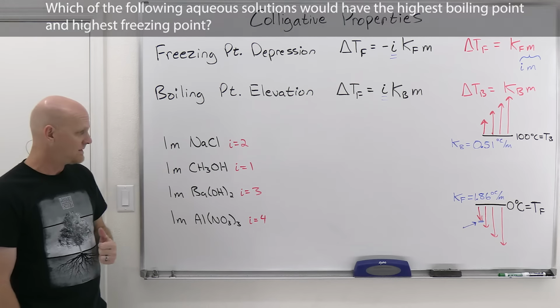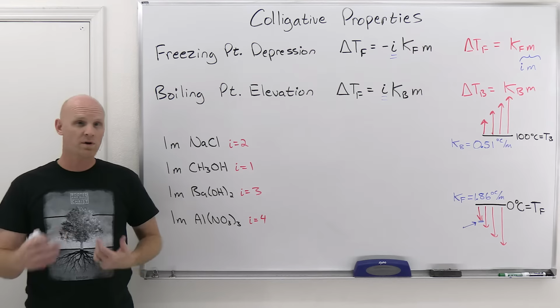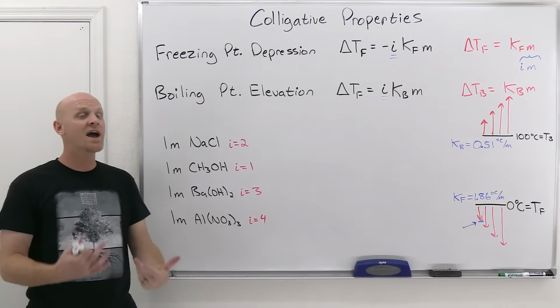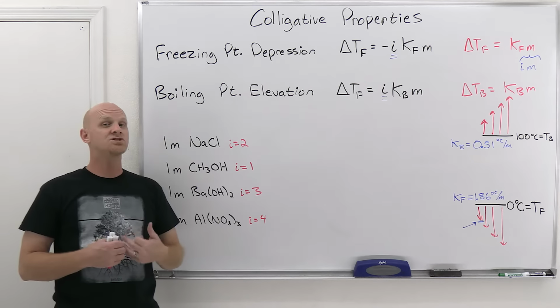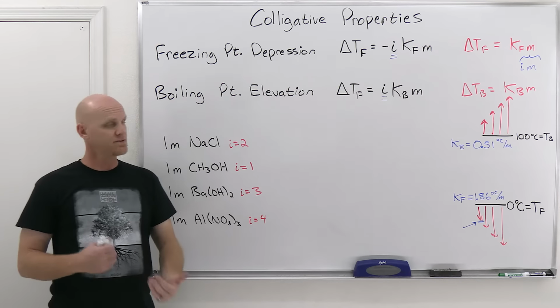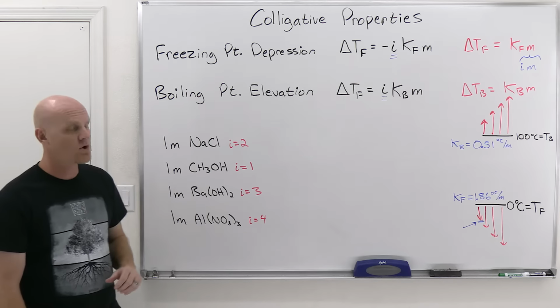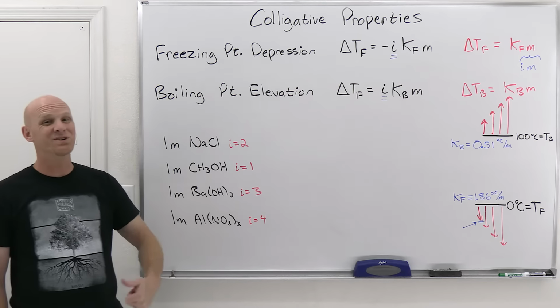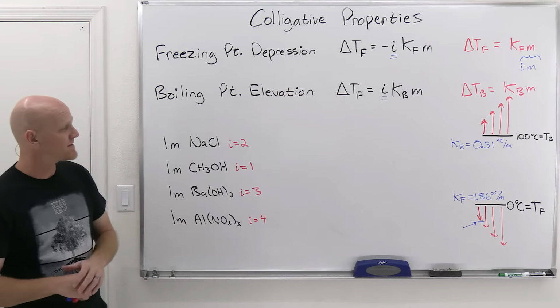Now, if I said which one has the biggest change in either boiling or freezing point, doesn't matter which one, but the biggest change, that's going to be the aluminum nitrate in both cases. If I said which one has the smallest change in either freezing or boiling point, that would be the methanol in both cases. The trickery comes only when we talk about highest freezing point, and the highest freezing point was the one with the smallest change. Just keep that in mind.